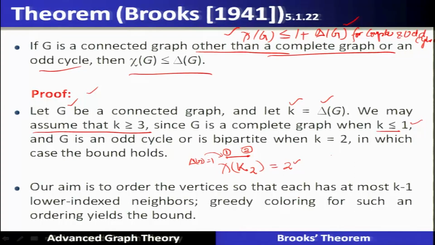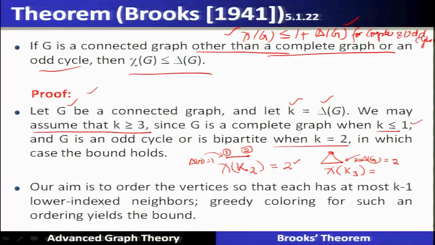If it is an odd cycle, then k is equal to 2. Here the degree of this graph is equal to 2, so we also call it k equal to 2 in this case. So what is the chi value of K3? This is a complete graph.